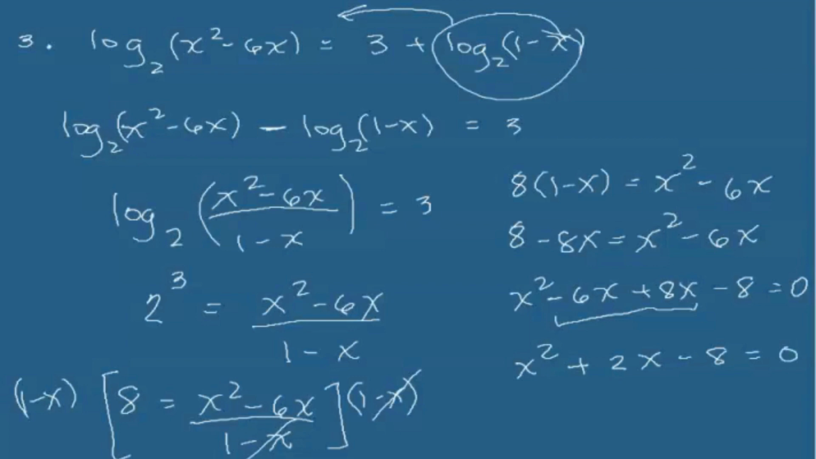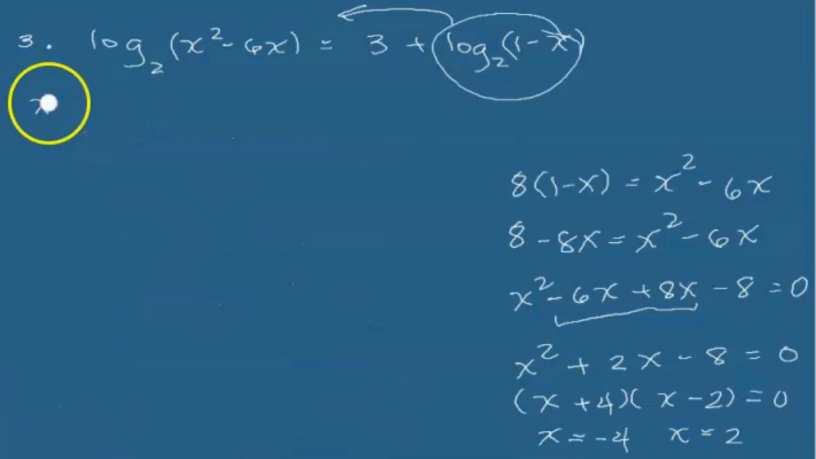So again, we have a quadratic equation. We can find the zeros by factoring. So this would be x plus 4 and x minus 2. So again, we have two values of x. One is negative 4 and one is positive 2. So we need to check whether these two values of x are solutions of this problem.